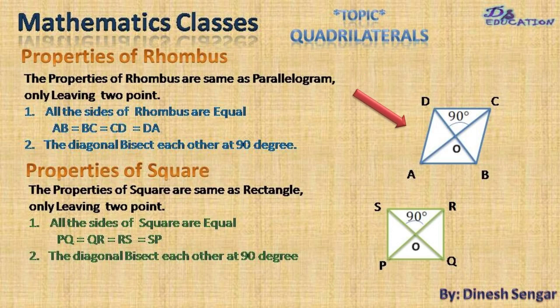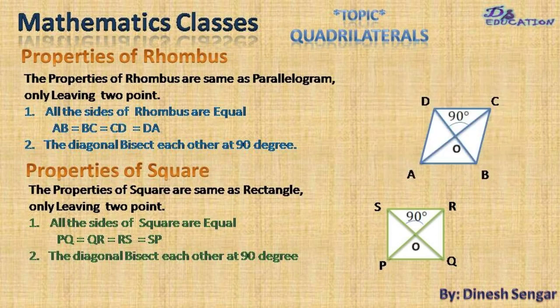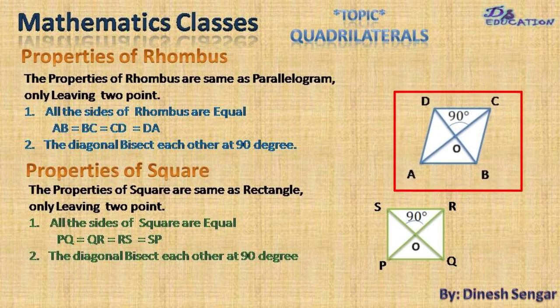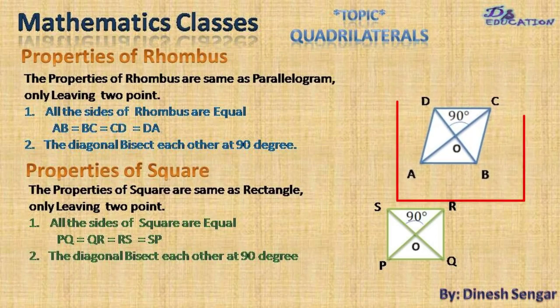Second point, the diagonals bisect each other at 90 degrees. That is, the diagonals of a rhombus bisect each other at 90 degrees, which is not possible in a parallelogram. In a parallelogram, the diagonals never bisect each other at 90 degrees. These are the 2 points which make a rhombus different from a parallelogram. The rest of the identification is the same as a parallelogram.